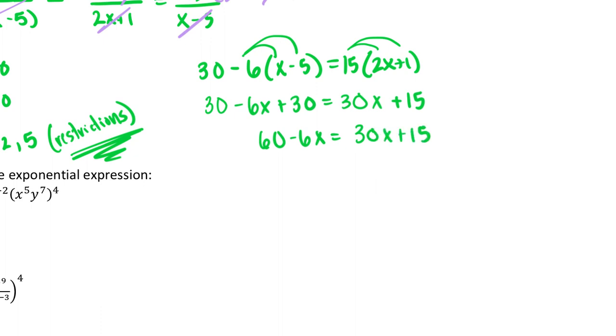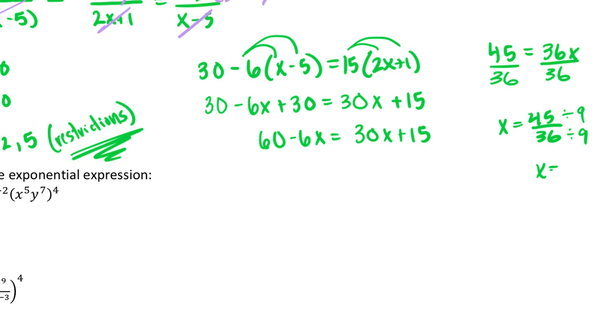I'm going to subtract the 15 over, that gives me 45, and add the 6x over. And then we just divide both sides by 36. And we need to reduce 45 over 36. I believe 9 goes into both of those. So we get x equals 5/4. And 5/4 is not a restriction, so that is our answer.